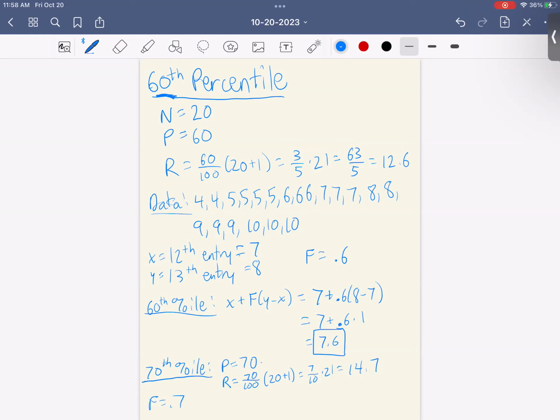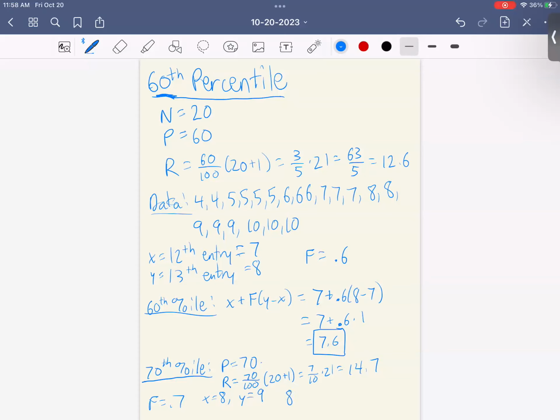So if we round down, then our X would be 8. So it would be the 8th entry. No, the 14th entry will be 8. Right. So I'm counting 1, 2, 3, 4, 5, 6, 7, 8, 9, 10, 11, 12, 13, 14. So that's the 8. And if we round up, Y would be 9. Exactly. Great.